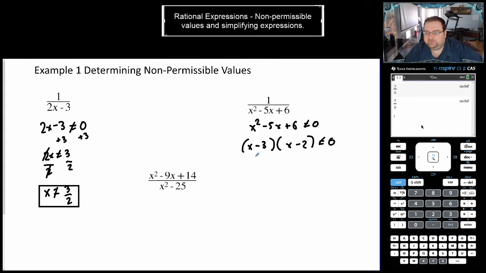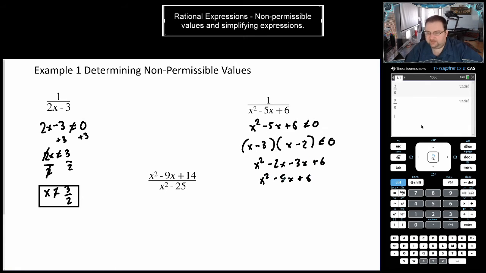And I can test this, right? If you need to review how to factor, you can go back to those videos. X times x is x squared. X times negative 2 is negative 2x. Negative 3 times x is negative 3x. And negative 3 times negative 2 is positive 6, which gets me back to where I started.